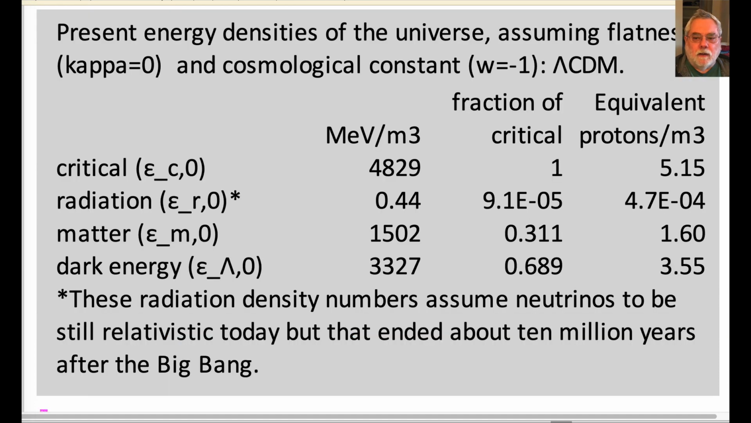According to the standard cosmological model, the total energy density of the universe equals the critical energy density for flatness, which is presently 4,829 million electron volts of energy per cubic meter. A single proton has rest mass energy of 938 million electron volts. So the energy density of the universe is equivalent to 5.1 proton rest mass equivalents of energy per cubic meter. This is quite small, about a millionth the energy density of the Milky Way galaxy, and much smaller than the best vacuum created in a lab or the vacuum of interstellar space.